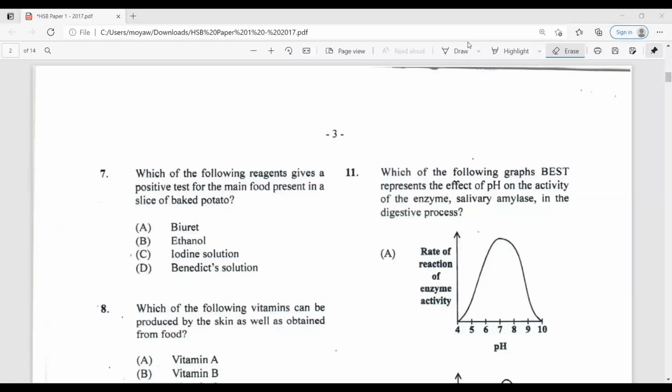Which of the following reagents give a positive test for the main food present in a slice of baked potato? So we have A, burette, B, ethanol, C, iodine solution, D, Benedict solution. So the burette test is used to test for protein, so that's out of it because we're talking about a baked potato. A baked potato is a carbohydrate, so it contains starch. So ethanol is used to test for fats and oil, so that's out of it. C, iodine solution. Iodine solution is used to test for starch. So it's definitely iodine solution because we use it to test for starch. And then the Benedict solution, that's out because it's used to test for reducing sugars.